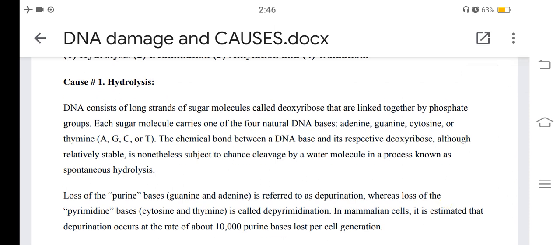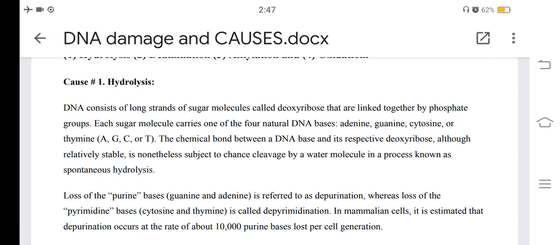DNA consists of long strands of sugar molecules called deoxyribose that are linked together by phosphate groups. Each sugar molecule carries one of the four natural DNA bases: adenine, guanine, cytosine, or thymine. The chemical bond between a DNA base and its respective deoxyribose, although relatively stable, is nonetheless subject to chance cleavage by a water molecule in a process known as spontaneous hydrolysis.